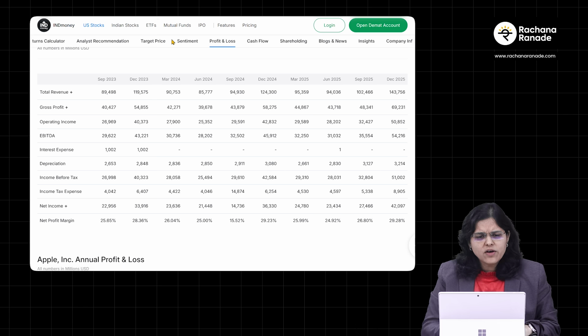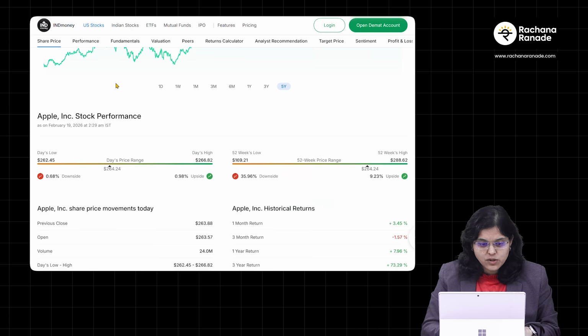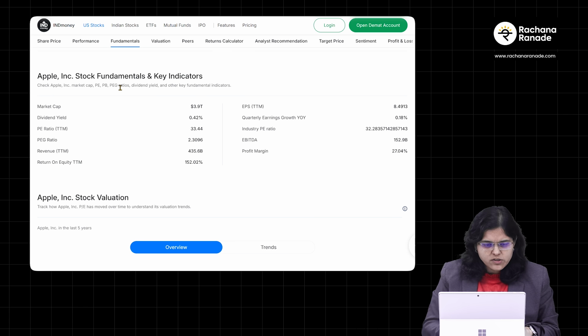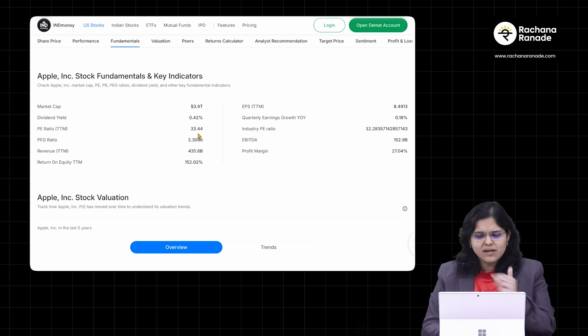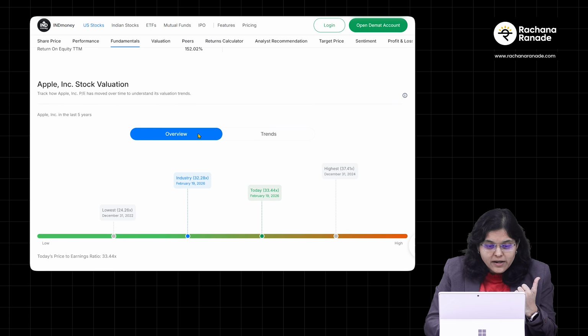Okay. Now if I understand all these basic points, I would also want to check certain basic valuation parameters. So for that, on their website only, you can see stock fundamentals key indicators, and here I would check the PE ratio. What is the PE ratio? It is 33. But then if you remember, I told you that I will not check this as a standalone number. I would want to compare it with its own historic data also.